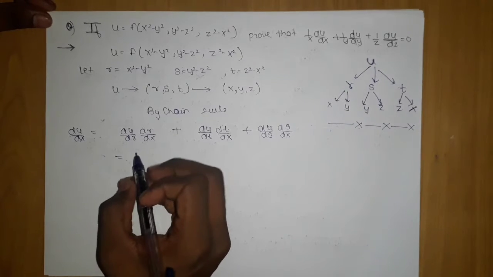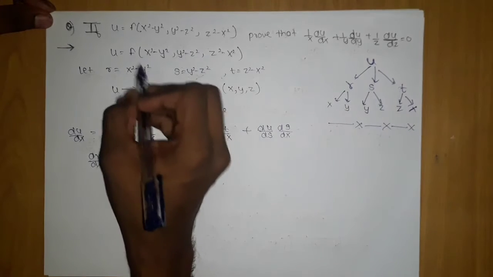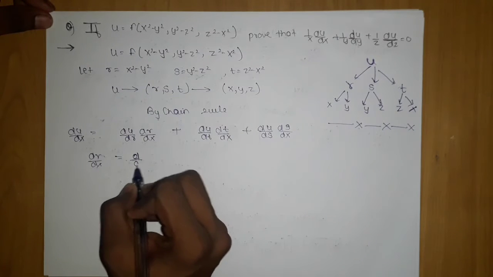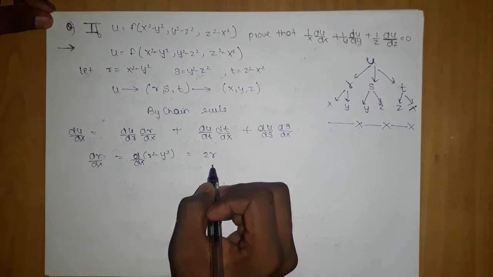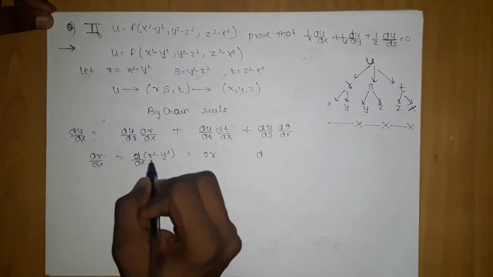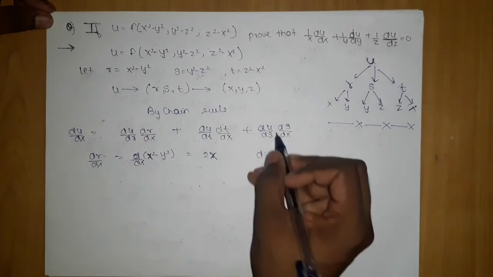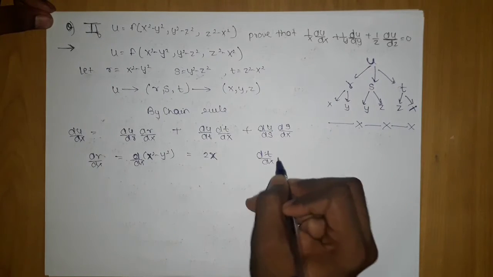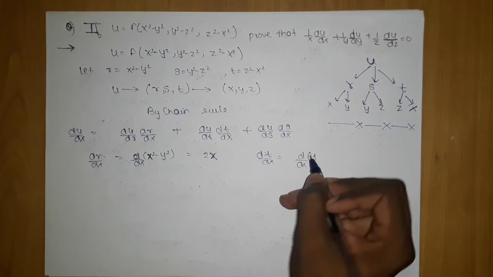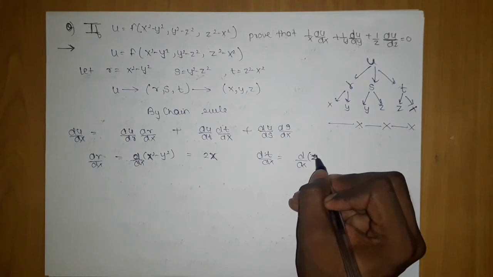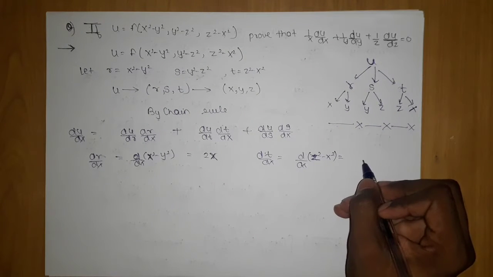But after this what you have to do is get the values. Dr by dx is nothing but differentiating this, which will be d by dx of x square minus y square, which is nothing but 2r, sorry, this is x, so it is 2x. Now dt by dx will be d by dx of t, which is z square minus x square, and if you differentiate this, it will be nothing but minus 2x.